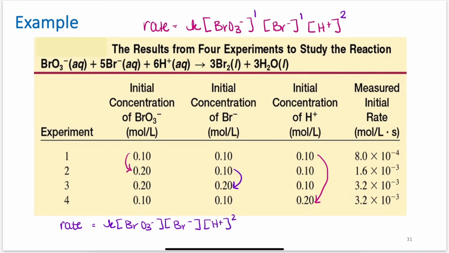What are the units on K though? Well, if I've got molar here, molar squared here, and I need molar per second, my K value must always have seconds in the bottom, but I can only have 1 molar coming out, and I've got 4 in here. So it must be 1 over molar cubed seconds.